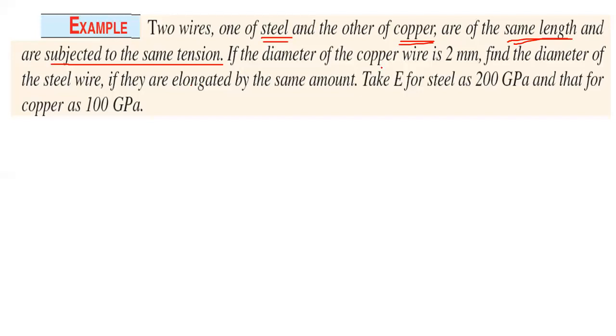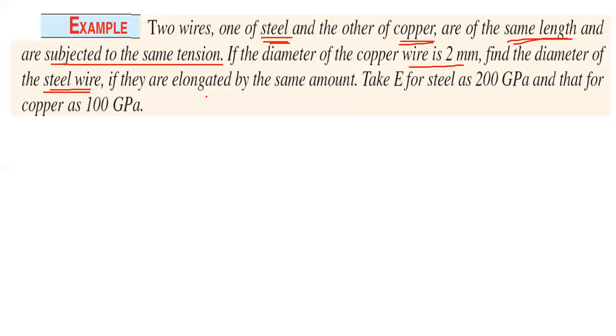The diameter of the copper wire is given, equal to 2 mm. Now we don't know the diameter of the steel wire. In this question you have to find the diameter of the steel wire. When steel and copper wires have the same length and the same load, then you have to find the area, then you have to find the diameter of the steel wire.